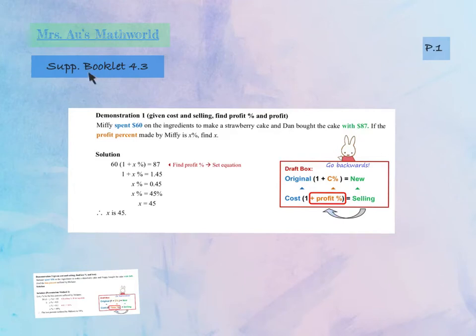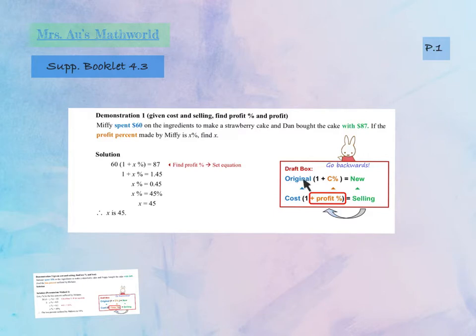Today we are going to look at Supplementary Booklet 4.3, which is about the profit percent, discount and so on, but the way is to set up the equation to do so. So let's look at the example. For number 1, demonstration 1, we are actually doing the same question as before, but this time when we find the profit percent, you may choose to set up the equation to do so.